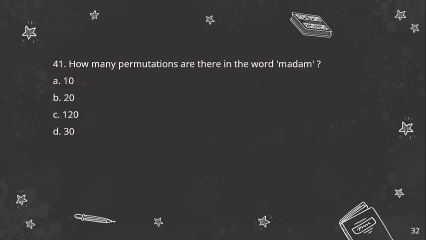How many permutations are there in the word madam? Its correct answer is 30. There are 5 letters, so 5 factorial by 2 factorial times 2 factorial. By using that formula we can solve it. How many terms are there in the expansion of, it's a question of the trinomial theorem, and its correct answer is 28. Its formula is n plus 1 into n plus 2 by 2, where n is 6. By using that formula we can find its answer to be 28.